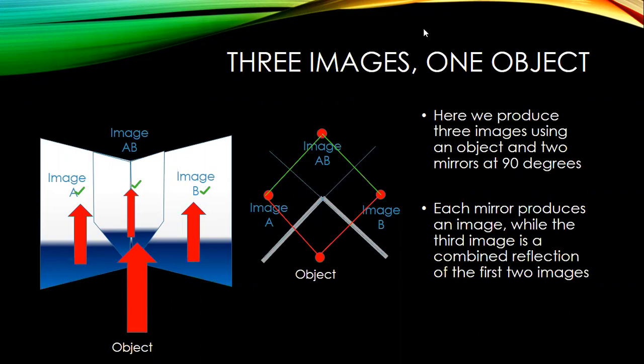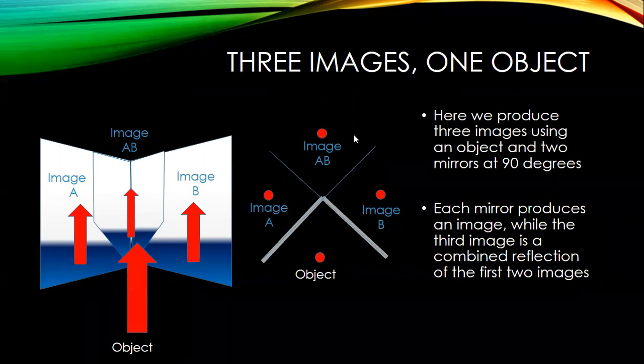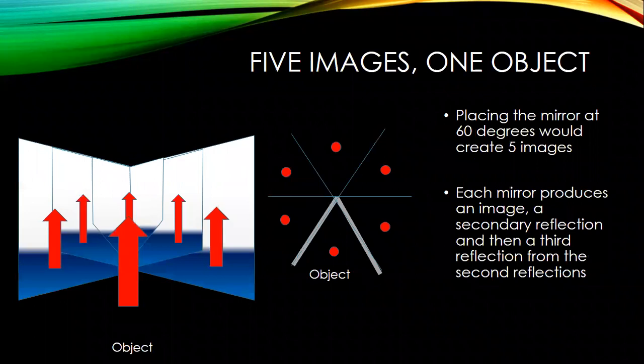Now, we can play another trick right here. We can change the angle once more and produce even more reflections. Now what happens if we set the angle, instead of at 90 degrees, at 60 degrees? Here we got three images from one object. Now we set our mirror at that 60 degrees, and we're going to get 5 different images. And you can see if we keep changing the symmetry here, we could get even more images. If I placed it at a 30-degree angle, I would get a total of 11 images from one object.